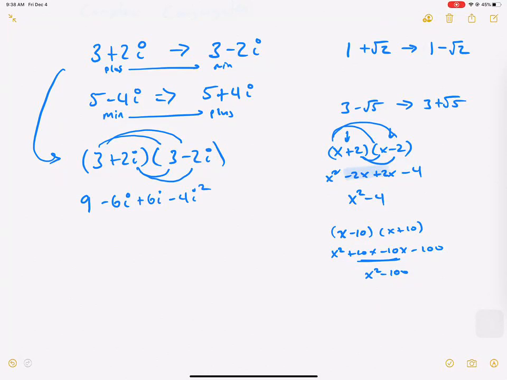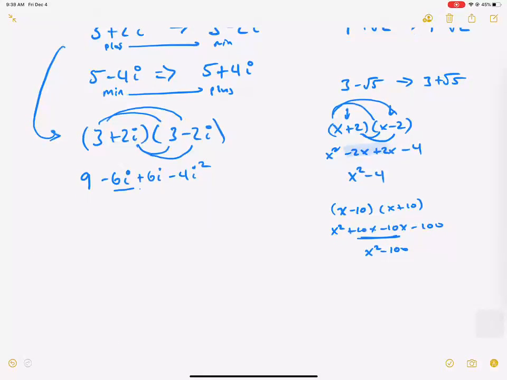Something kind of interesting here. Look here, what happens here, what happens here? Negative 6i plus 6i, they always are going to cancel out. Okay, when you have conjugates, the key thing is it's going to cancel out your middle terms. And it's going to show us something kind of cool. It's going to cancel out our imaginary terms. So it's 9 and then negative 4i squared.